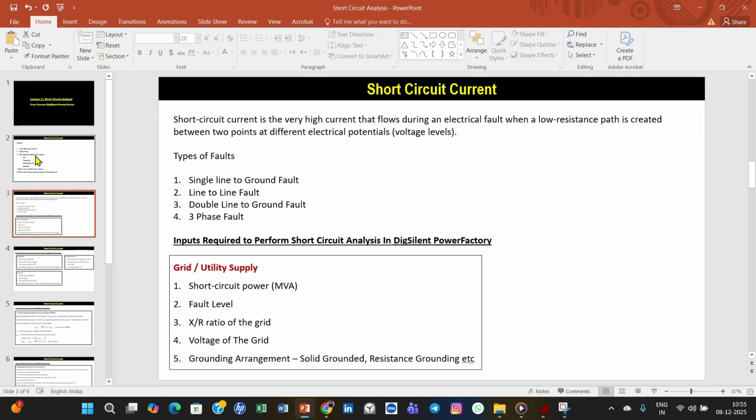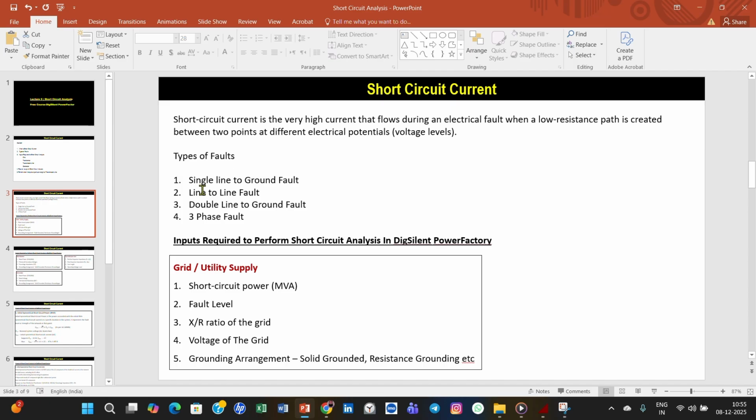A short circuit current is a very huge current that flows during an electrical fault when a low resistance path is created between two points at different electrical potentials. When a low resistance path is formed between two different voltage levels, there is a very huge current flow. This huge current is called the short circuit current.